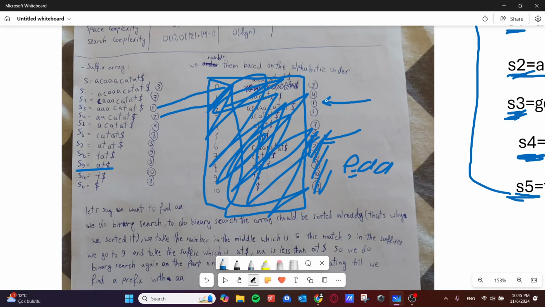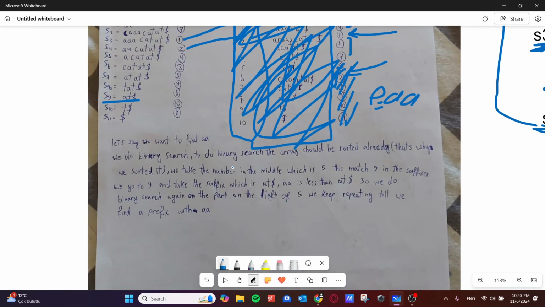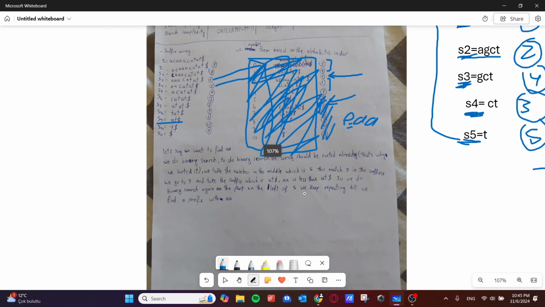We will look for the number that is in the middle, and we will compare it to the number in the middle. If it should be less or bigger, we will decide where we are going, up or down. Here you can read this. I don't know if it's clear or not.